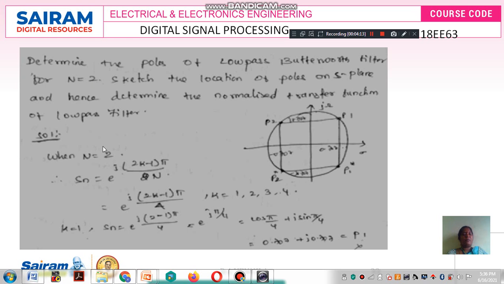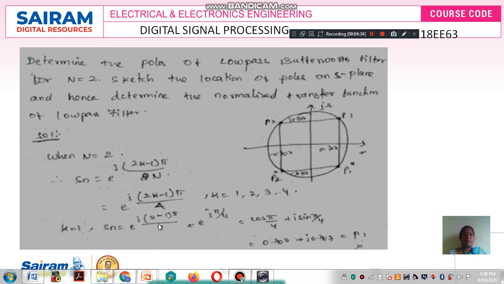We know that if the order of the filter is even, then Sn will be given by e power j (2k minus 1) pi divided by 2n, where k varies from 1, 2, etc. up to 2n. So here n equal to 2, so 2 into 2 is 4. So we need to calculate for k equal to 1, 2, 3, 4. Now substitute k equal to 1.